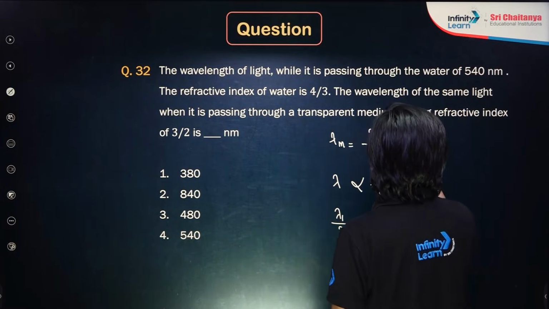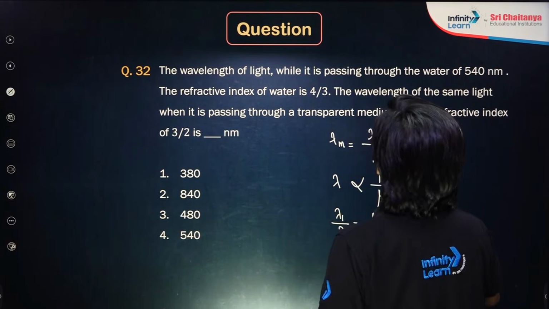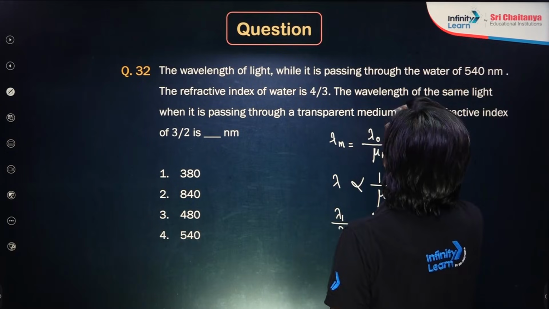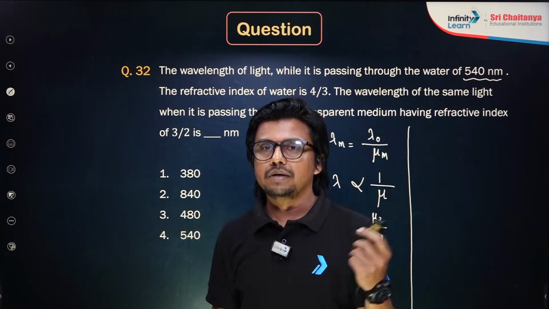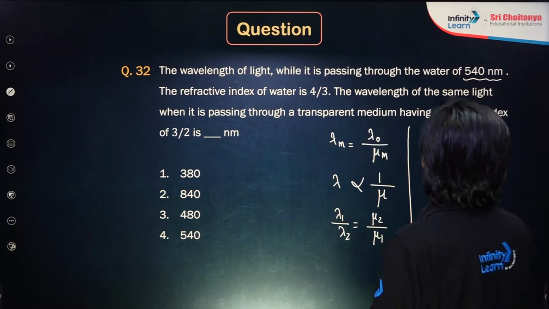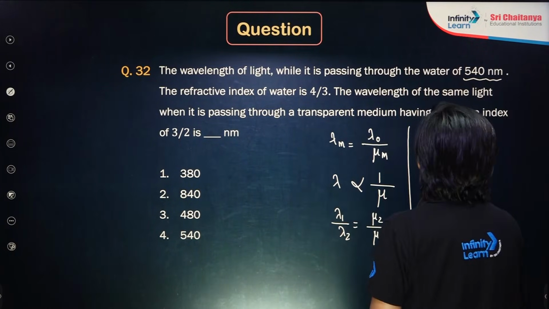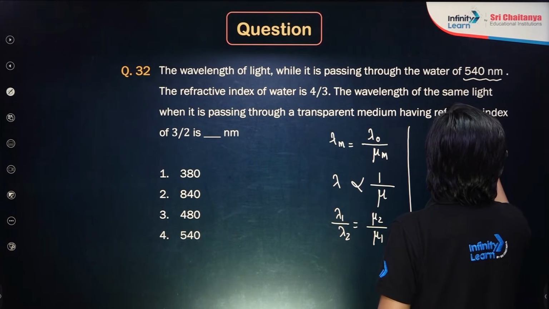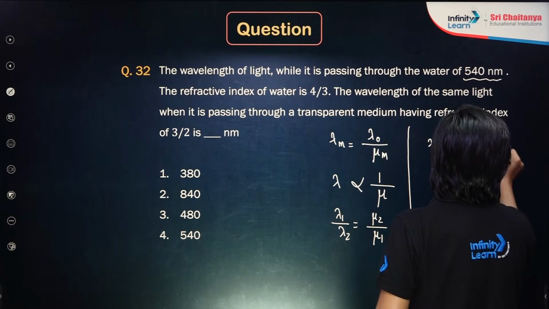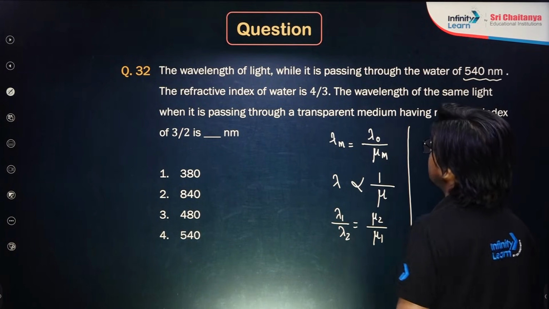Now you put all the values. We are given the wavelength of light while it is going through water as 540, let me take it as lambda 1. So you can write lambda 2 is equal to mu 1 by mu 2 into lambda 1. What is that mu 1?